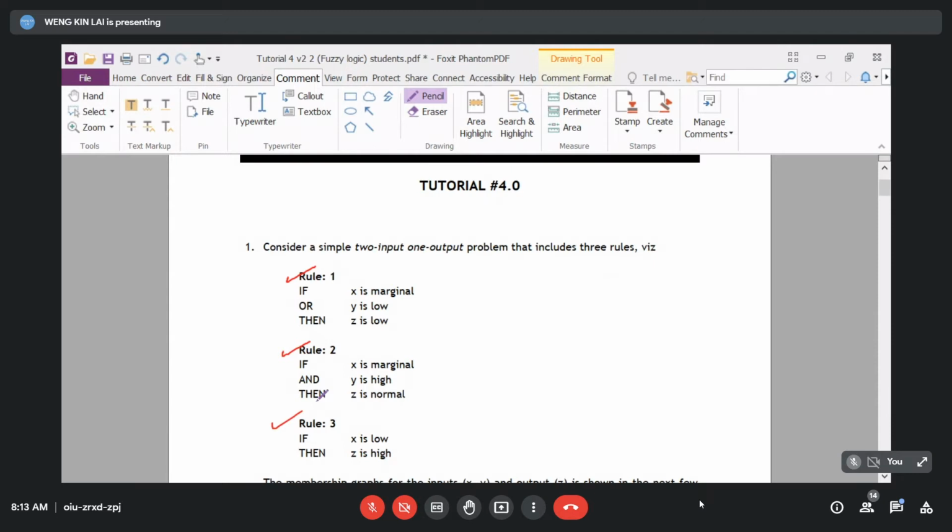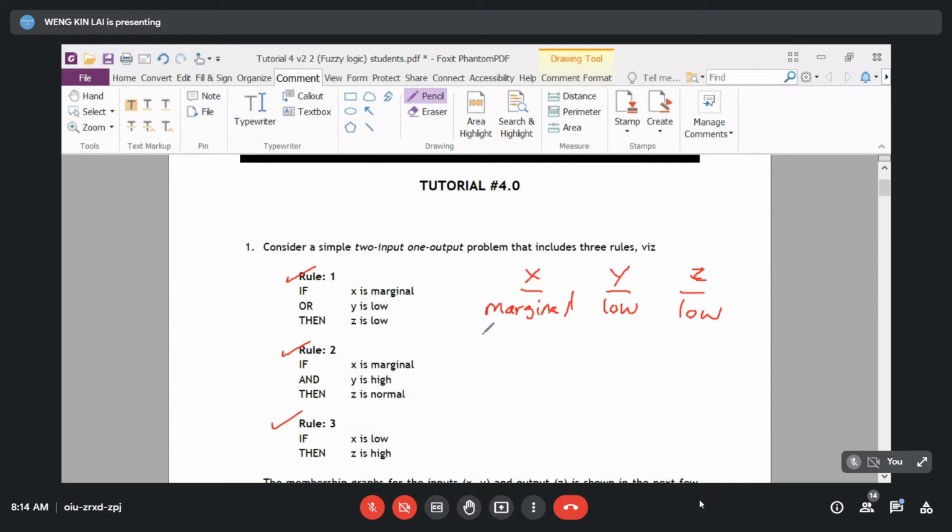For rule number 1, let's look at the inputs. You have an input X, then your Y, and your Z is your output. X has 3 membership classes, you have your marginal. Y is low. So if your X is marginal or your Y is low, then your Z is also low.